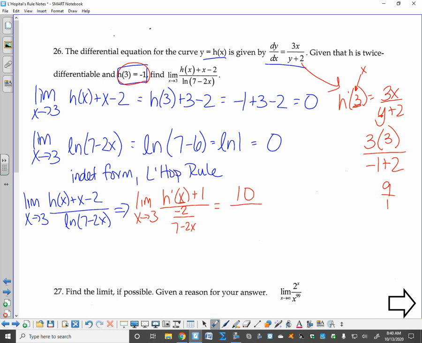The bottom, as x approaches 3. Well, that's negative 2 over 7 minus 6, which is a 1, which is a negative 2. So negative 5. Ooh, that's a good problem. I like that one. That's a great multiple choice, or a part of an FRQ. Absolutely.